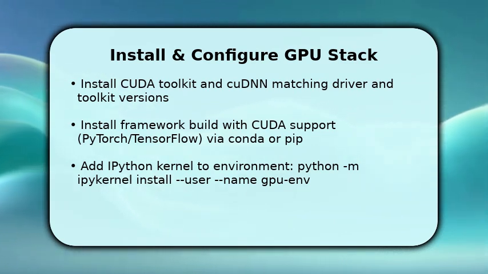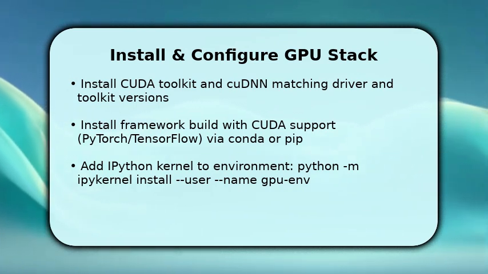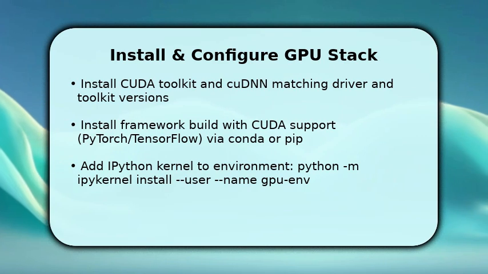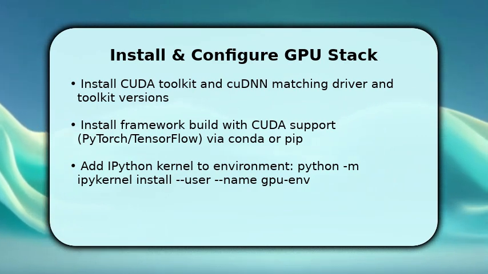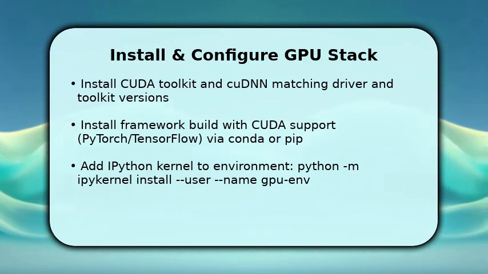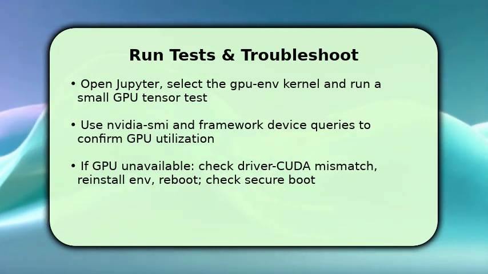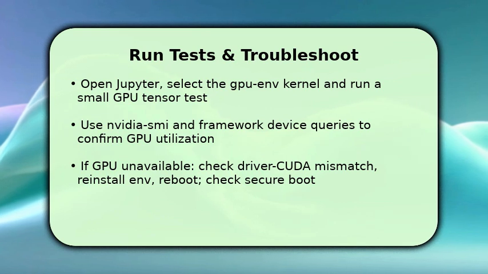After framework install, activate the environment and run python -m ipykernel install --user --name gpuenv so Jupyter can use this environment as a kernel. Finally, verify import and device visibility. To finish, launch Jupyter Notebook or Lab, choose the gpuenv kernel you created, and run a minimal test like allocating a tensor on the GPU and printing the device.